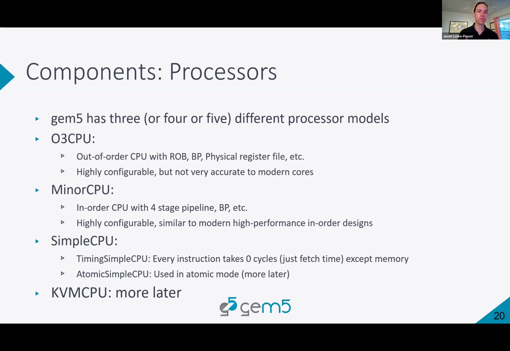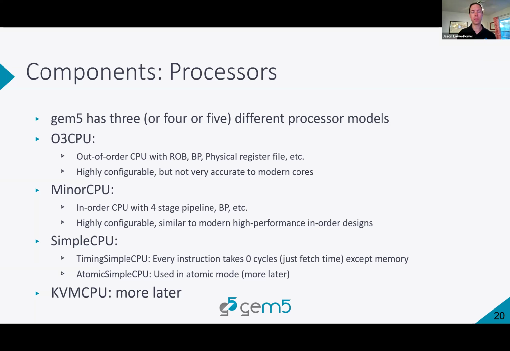Depending on how you look at it, we have 3 or 4 or 5 different processor models. We have the O3 CPU, which models an out of order CPU that has a reorder buffer, branch predictor, physical register file, etc. This is highly configurable, but I'll be honest with you, even if it's configured correctly, it's not particularly accurate for modern out of order cores. This code was written in the mid 2000s, so almost 20 years ago. So improving the out of order CPU is at the top of my priority list for gem5. We have an in order CPU that we call minor CPU.